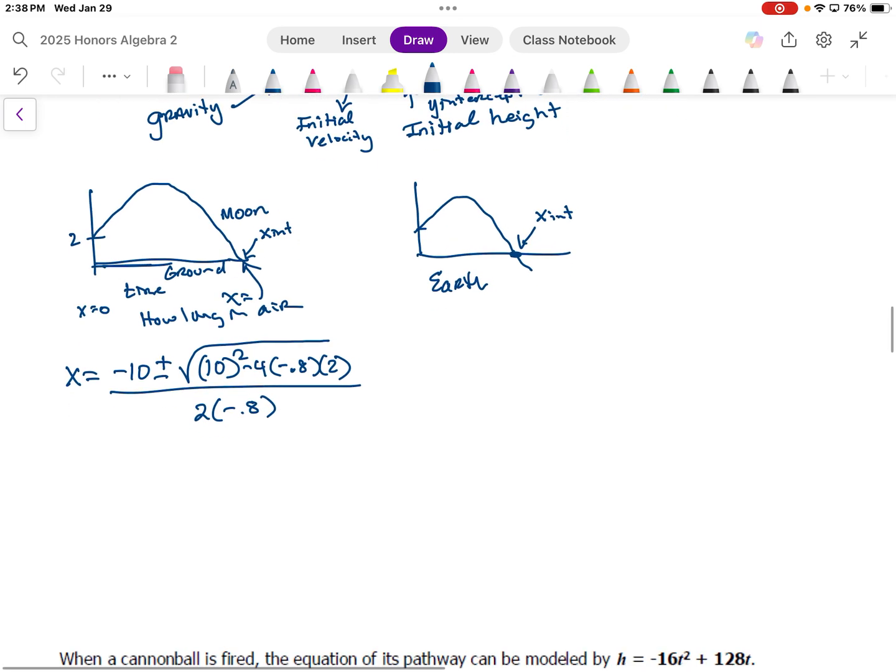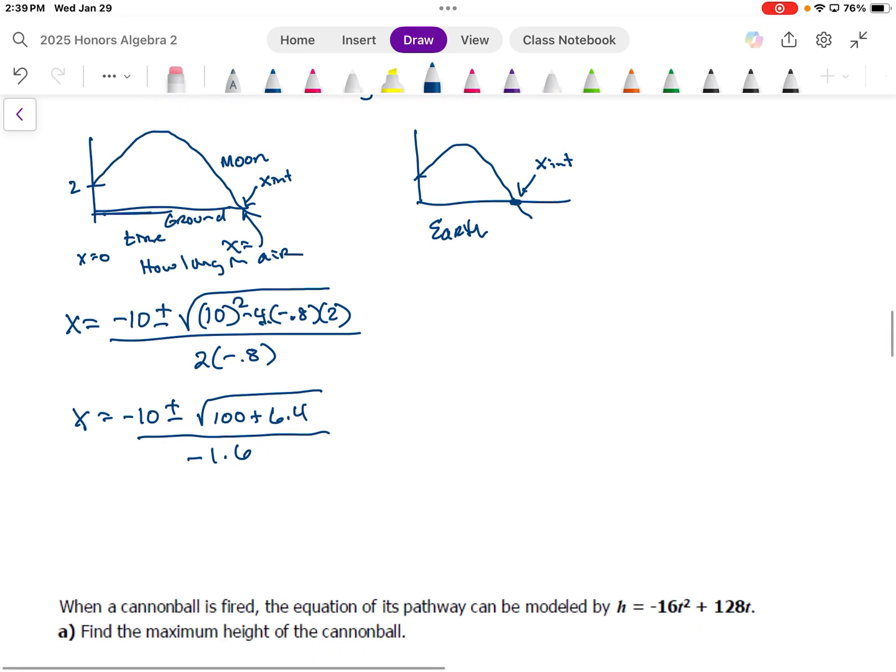Ooh, this is yucky. x equals negative 10 plus or minus the square root of 100. Negative times a negative is a positive, so plus 6.4. Again, 4 times 2 is 8, and 8 times 0.8 is 6.4. On the bottom, we get negative 1.6. Now it's a calculator activity. I'm not going to bother trying to simplify the square root of 106.4 and figure out its perfect square factors. I'm not that much of a nerd.